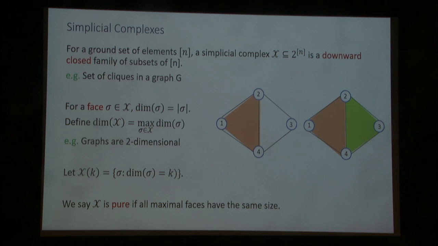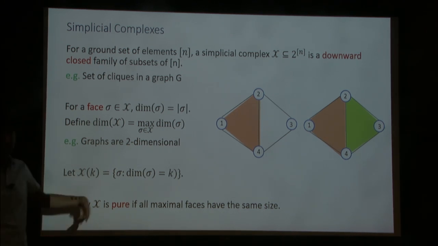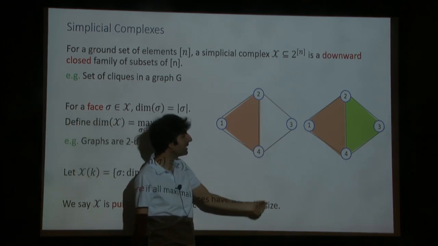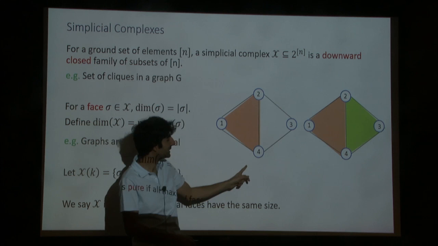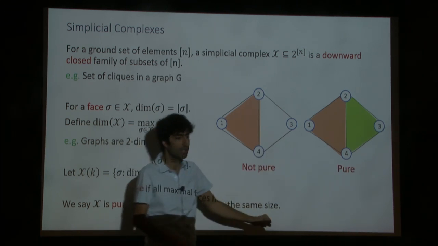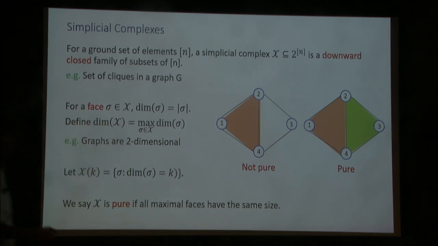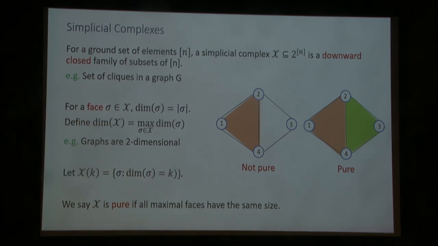We say a complex is pure if maximal faces have the same size. It's not pure otherwise. So here you see two simplicial complexes. This one is not pure. This one is pure. This one is not pure because if you look at 2, 3, it's a maximal face, but the face of the largest size is 1, 2, 4. Whereas in the right one, it's pure because the maximal faces all have size 3.